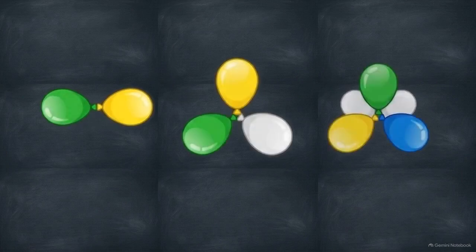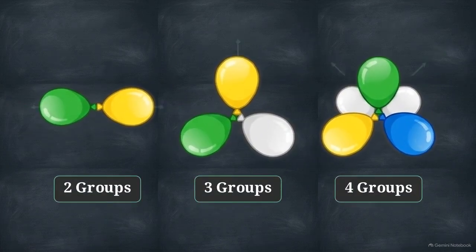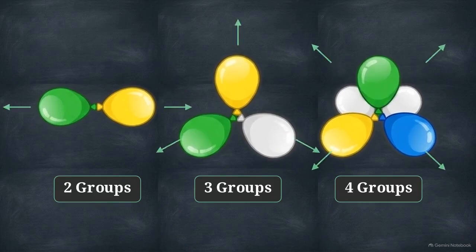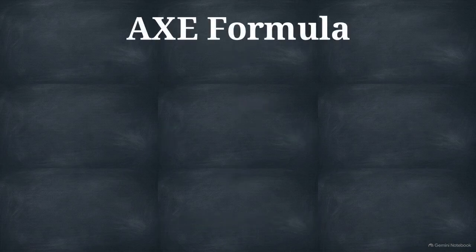If you tie inflated balloons together at the knot, they automatically push away from each other to grab as much 3D space as possible. Molecules do the exact same thing. Electron groups naturally repel each other, pushing apart until they hit a stable geometric shape. We map this physical spacing using the AXE formula.